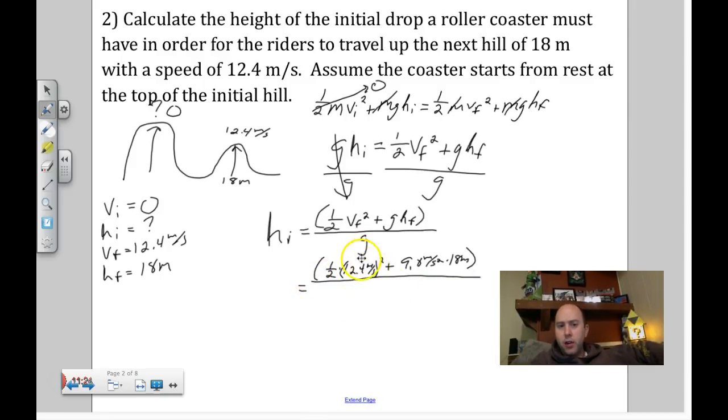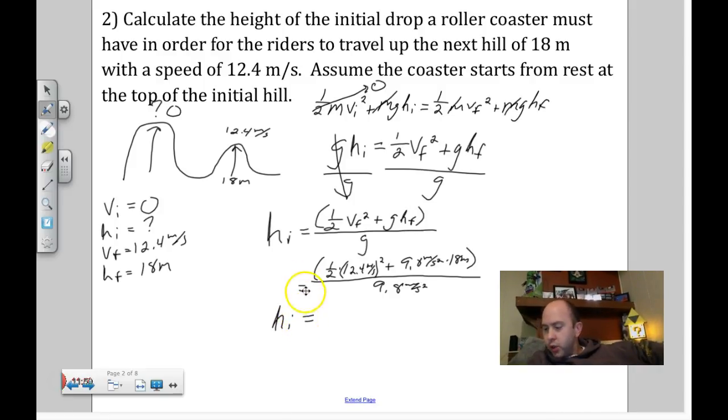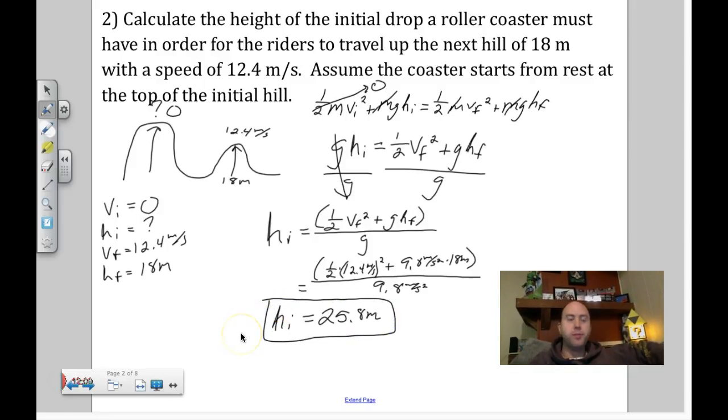Here's how I would put this in the calculator. I personally would square 12.4, so I would put 12.4 squared times 0.5, get that number, and then put plus parenthesis 9.8 times 18, close parenthesis, get that answer. That'll give me an answer, and then I would divide that by 9.8 meters per second squared. If you do that, try putting this in your calculator, you should get an initial height of roughly 25.8 meters. If you want to round that to 26 meters, more power to you. You do you.